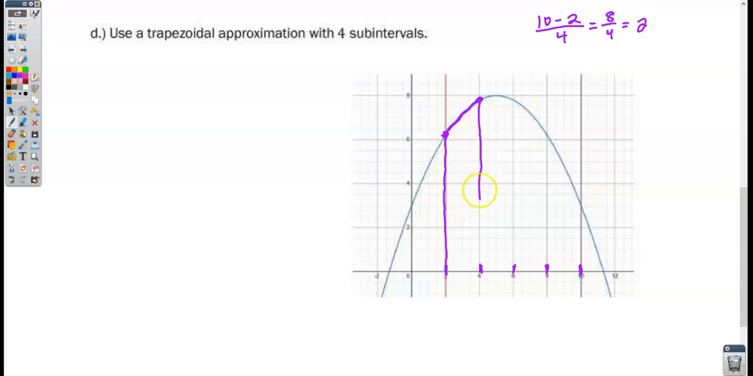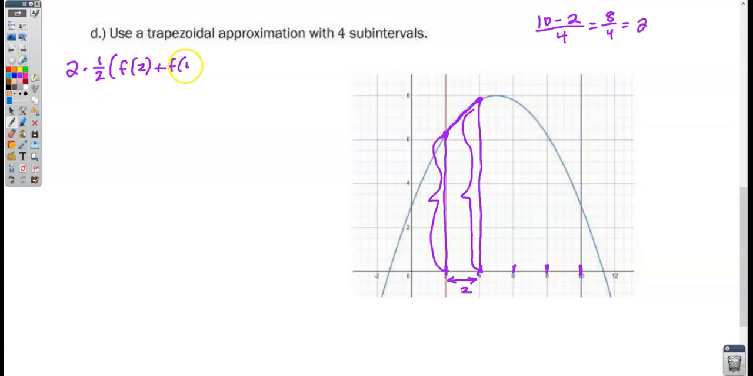And if you do not remember the area of a trapezoid, the area of a trapezoid is 1/2 times the height times the sum of the bases, or the height times the average of the bases. Well, our height here is this distance, 2 units, and our bases are these 2 distances. So the area of this first trapezoid is going to be 2 times the average of the bases, 1/2 times f of 2 plus f of 4. And that's going to be my first trapezoid.